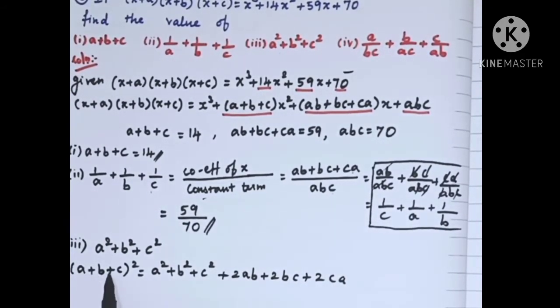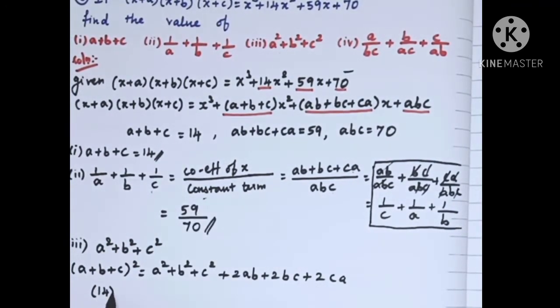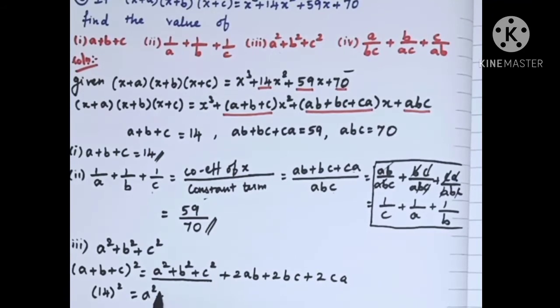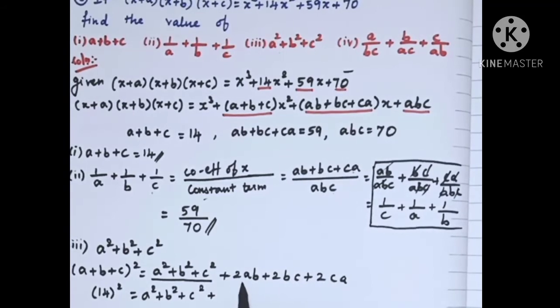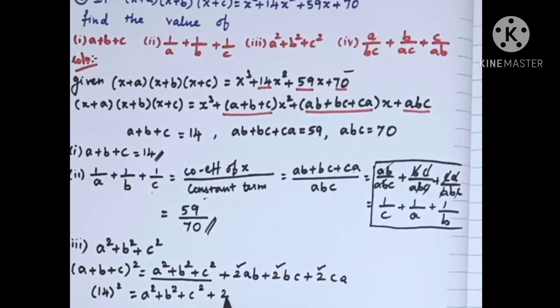So now the value of a plus b plus c is 14 here. So 14 the whole square is equal to, now the value of a square plus b square plus c square, this we have to find. So write this as it is, plus in these three terms, take this 2 commonly outside. So 2 into ab plus bc plus ca. I am taking 2 commonly outside.